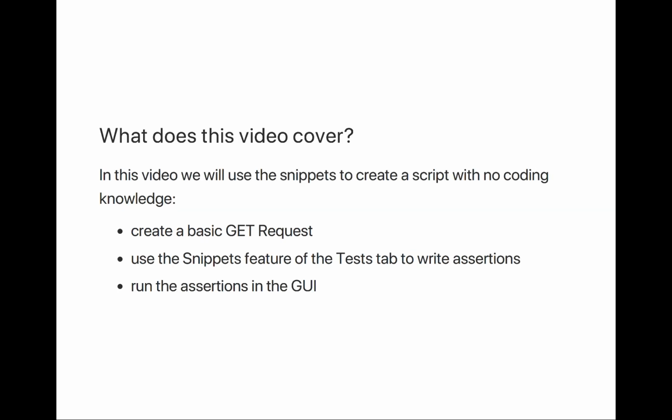So in this video, we will use the snippets feature to create a script with no coding knowledge. To support that, I'll create a basic GET request in Postman. We'll send that, then we'll use the snippets feature of the test tab to write assertions, and we'll run those assertions in the GUI. So first, I'll create a simple request to support this tutorial.